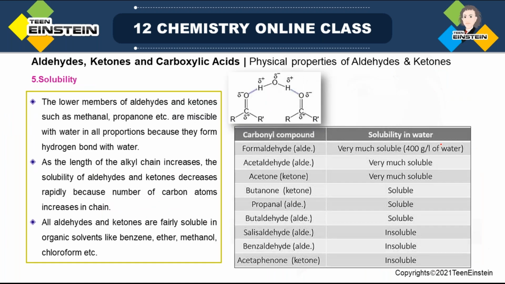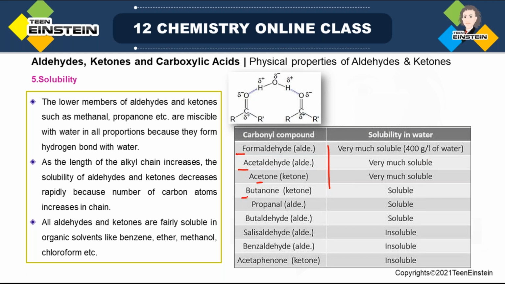The fifth point for physical properties of aldehydes and ketones is solubility. We will talk about solubility in water first, then we'll see organic solvents. Look at this table for the lower members. Formaldehyde, the simplest aldehyde, then acetaldehyde, then acetone, the simplest ketone possible. All these three molecules are very much soluble in water. Their solubility is very high, about 400 gram per liter of water.